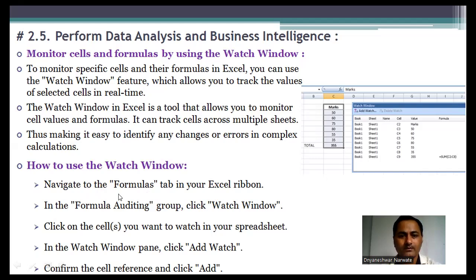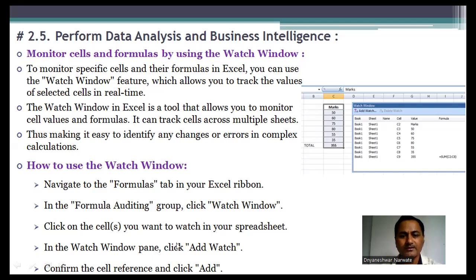the watch window. So first we are going to find the formulas tab in our Excel ribbon, and there we are going to find the formula auditing group, and then we are going to click on the option that is nothing but the watch window, and immediately the watch window is going to be displayed over here. Later on, look at here, I'm going to click on the add watch, and we are going to be selecting the data as you want to add in the watch window.